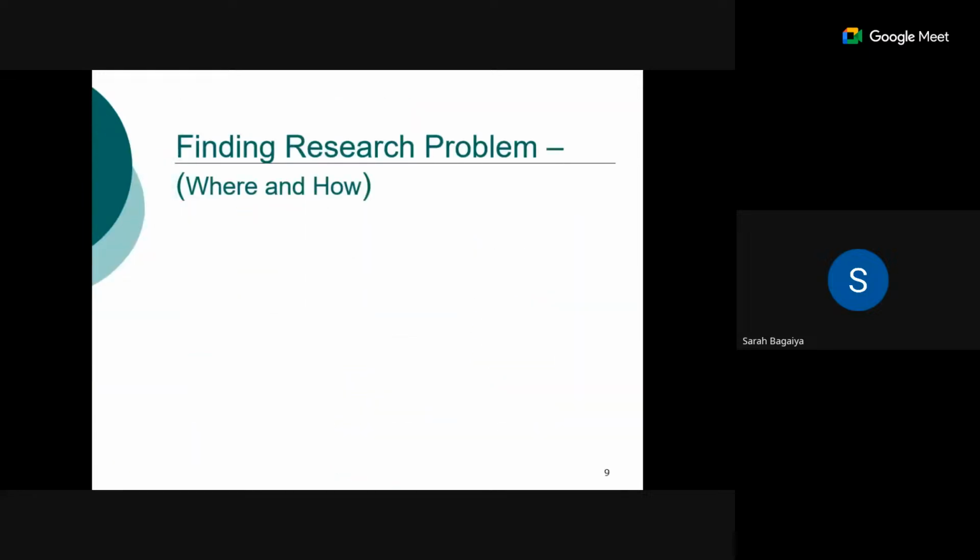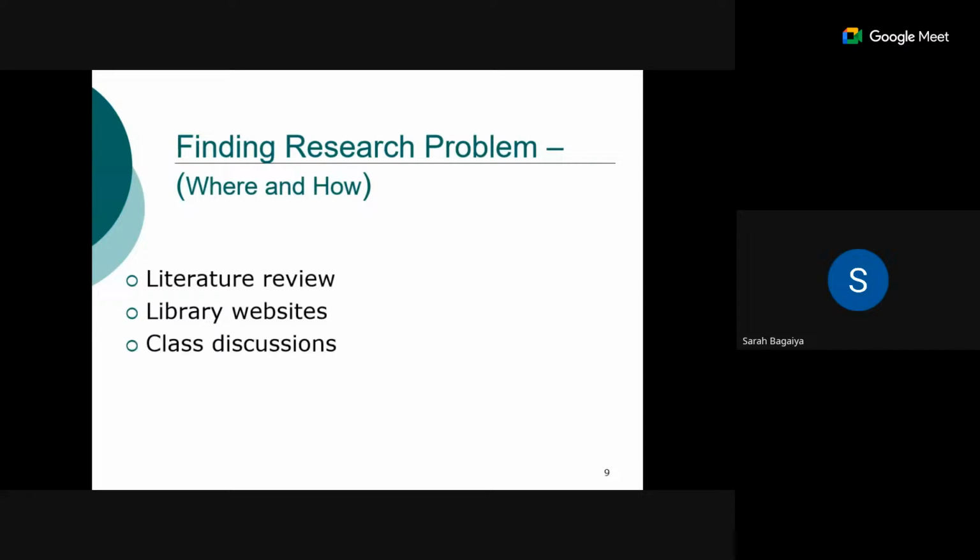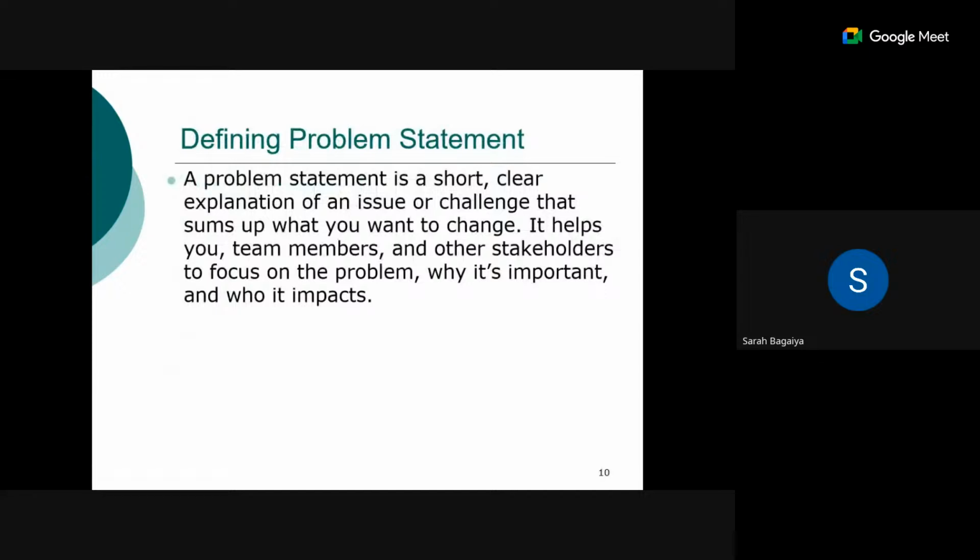So the first step we looked at is finding the research problem. We can find the research problem through literature review, through library websites, through class discussions, through discussions with colleagues and peers, and the likes. Then defining problem statements. A problem statement is a short, clear explanation of an issue or challenge that sums up what you want to change. It helps you, team members, and other stakeholders to focus on the problem, why it's important, and who it impacts.